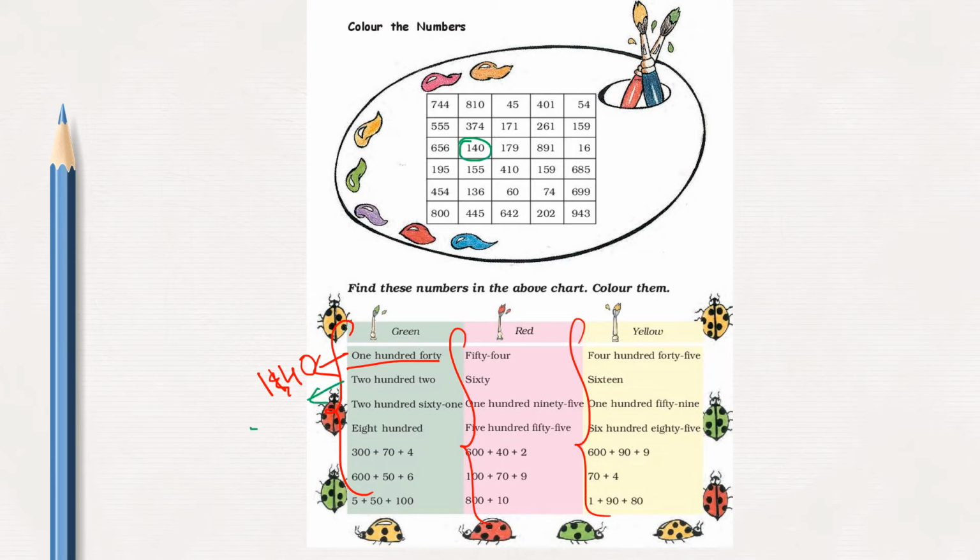Okay. 202. 2 for 200 and 02 for 2. So 202 is here. Clear? And so on. So here we have the solutions. You can cross check from here.